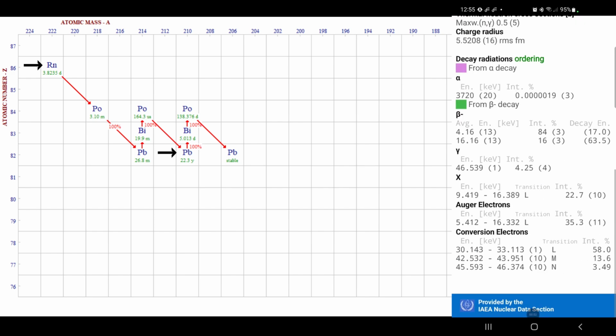Lead-210, a long-lived decay product of radon-222, also emits gamma rays at 46.5 keV, albeit with low intensity, less than 5%.